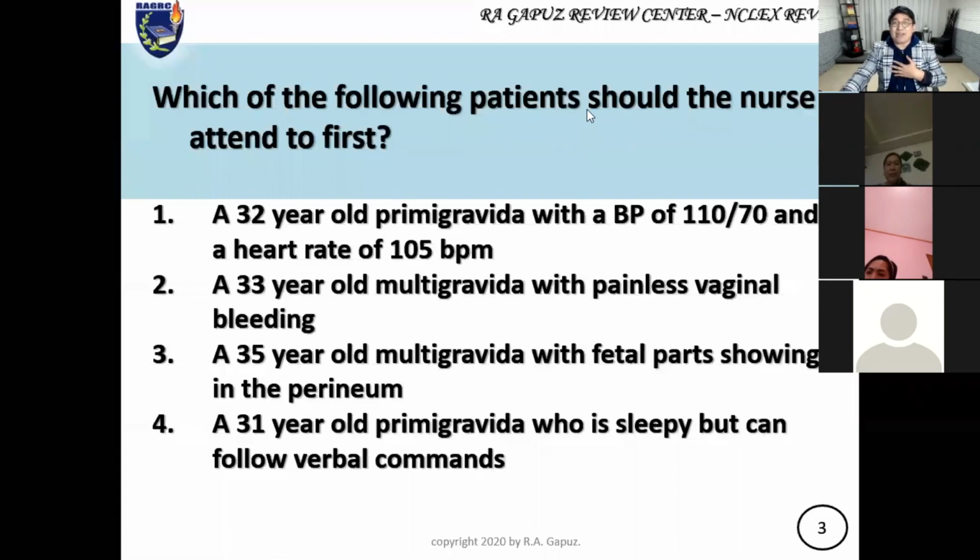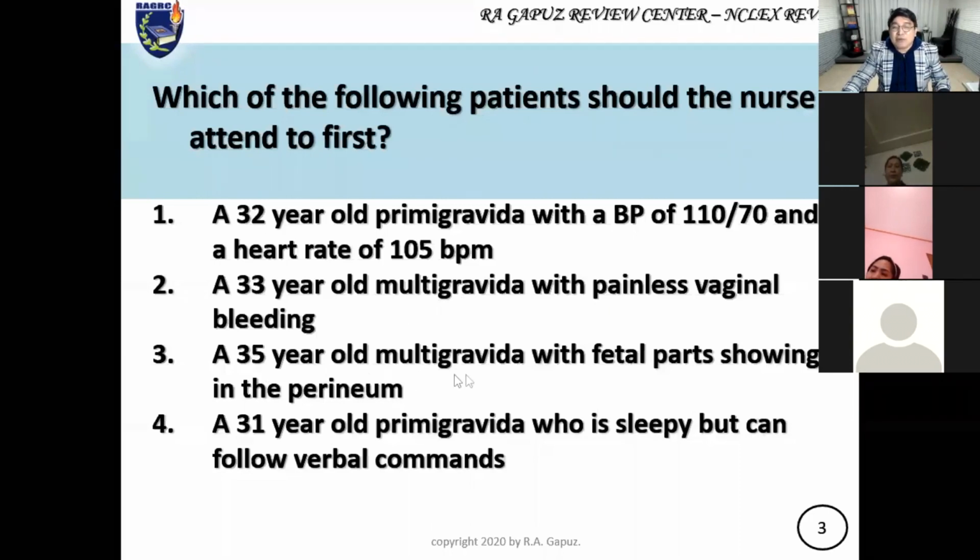Next, you have a 33-year-old multigravida with painless vaginal bleeding. What did I tell you a while back? Colleagues, fellow learners, when you talk about painless vaginal bleeding, that is placenta previa, level 3 priority. Our priority is a patient with abruptio placenta, somebody with painful, brownish or dark red vaginal bleeding. So this is not the answer.